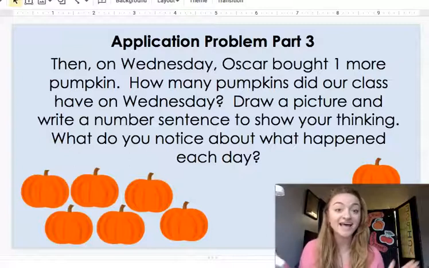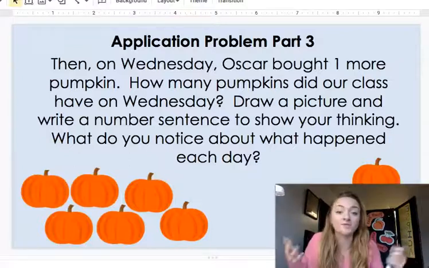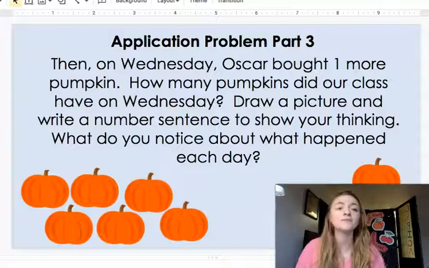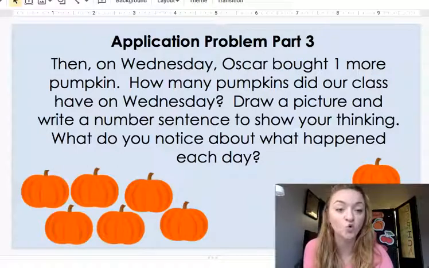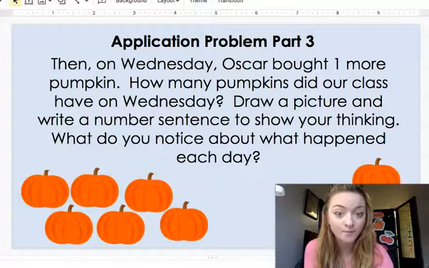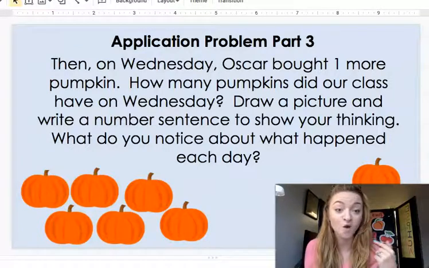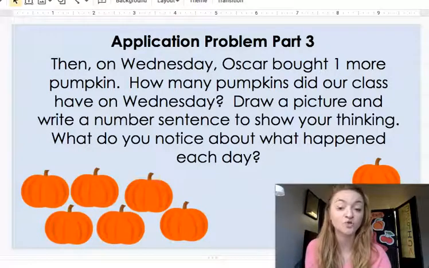Then on Wednesday, Oscar brought one more pumpkin. Thanks, Oscar. How many pumpkins did our class have on Wednesday? Draw a picture and write a number sentence to show your thinking. What do you notice about what happened each day? Let me use what I'm working on and show you how I'm going to make two parts.